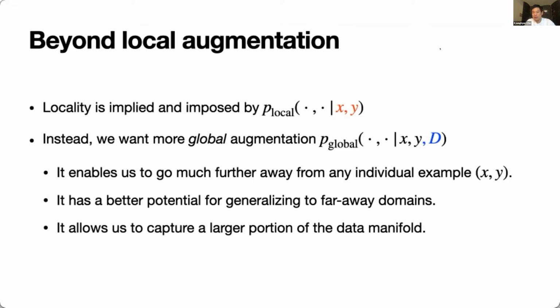All right, so let's go into the non-local global augmentation. What I meant by the local augmentation was that this kind of perturbation is conditioned on a single example. On the other hand, we can build a global augmentation method where the perturbation is conditioned on a single example together with all the other labeled training examples. This enables us to go much further away from any individual example, and thereby has a better potential for generalizing to faraway domains. Furthermore, it allows us to capture a larger portion of the data manifold because we now have a global view of what we mean by the data manifold.